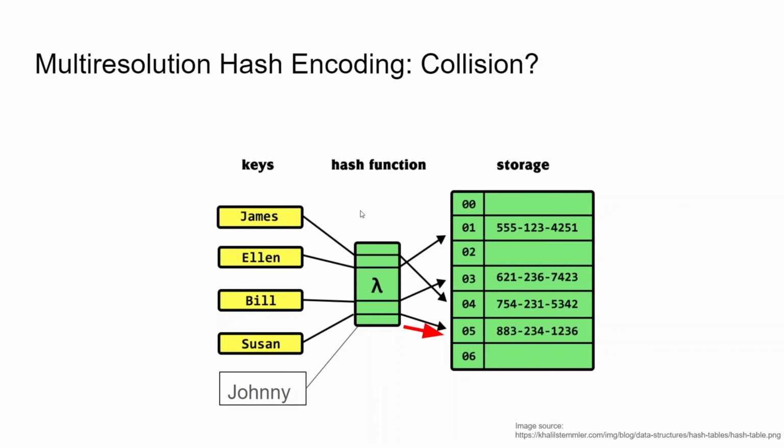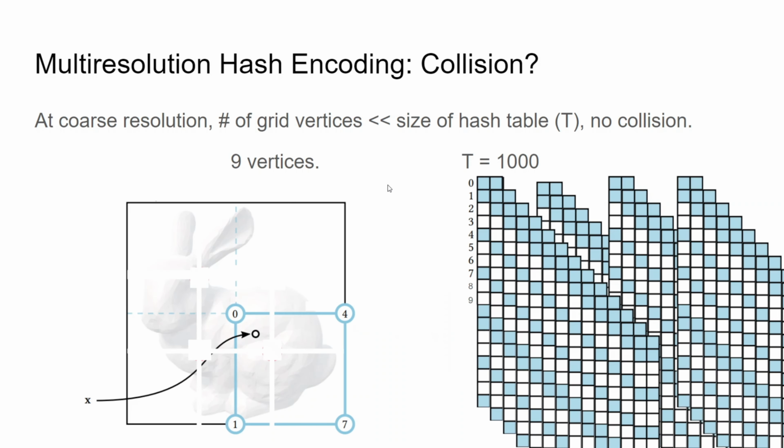The reason why the table size t is a trade-off between quality and storage is because of collision. Collision means that 2 different keys return the same index after being processed by a hash function. Like this, these 2 keys got hashed into the same index. So that's a collision. In our case, that means 2 different vertices are assigned to the same bucket in the hash table.